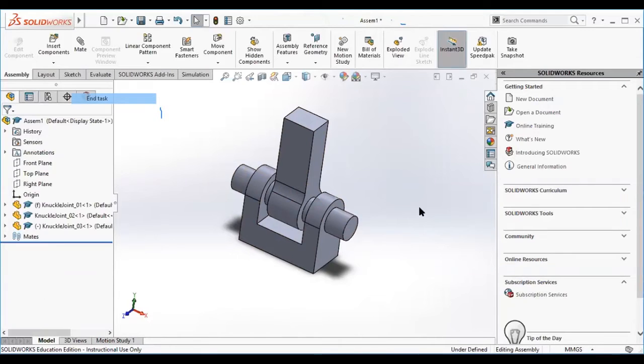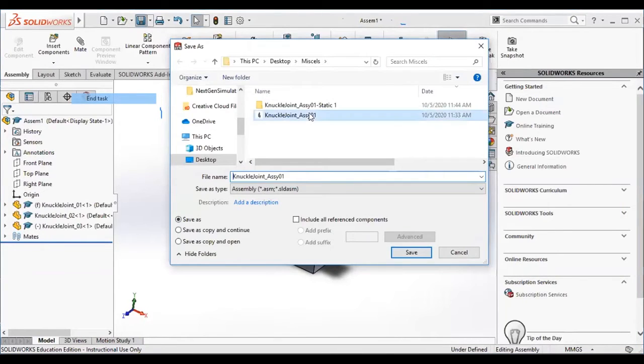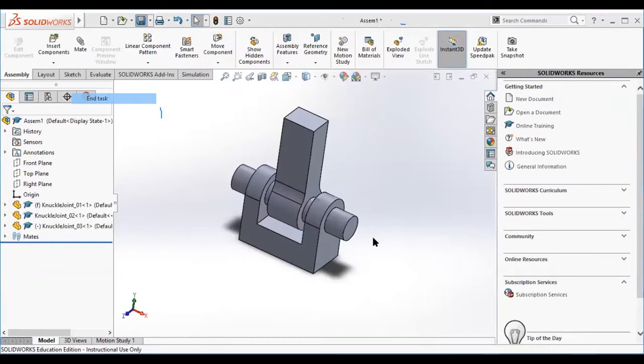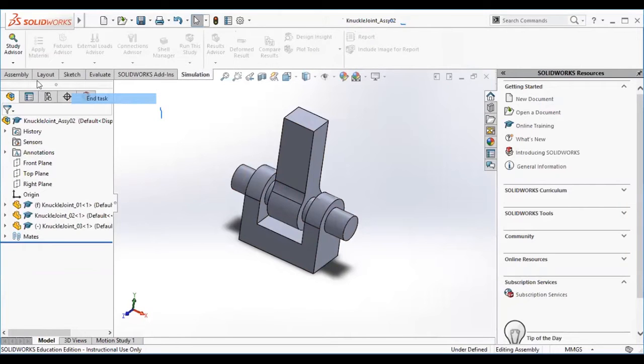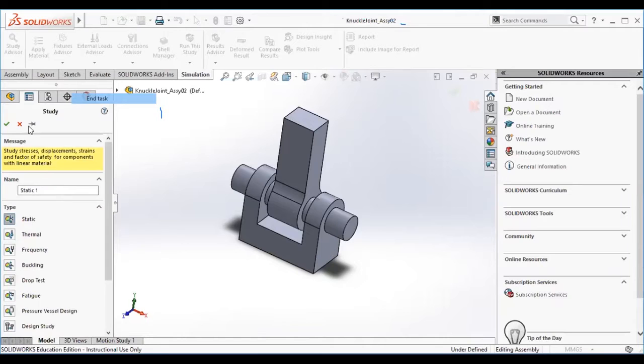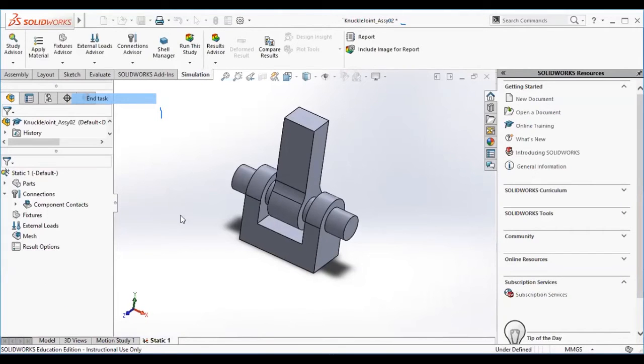So all my parts have been defined. Let me actually save this. Now I have created an assembly, and what I have to do is create a simulation exercise. So I will start with the static simulation again, start with new study, static simulation. Once I do that, you see that earlier it was only one part. Now I have got three parts.